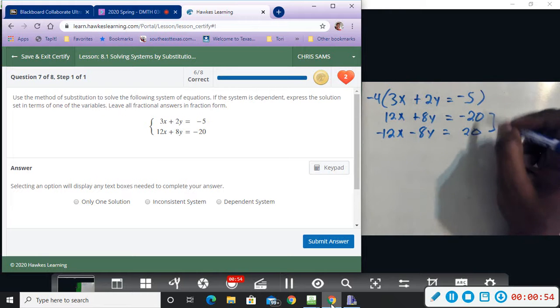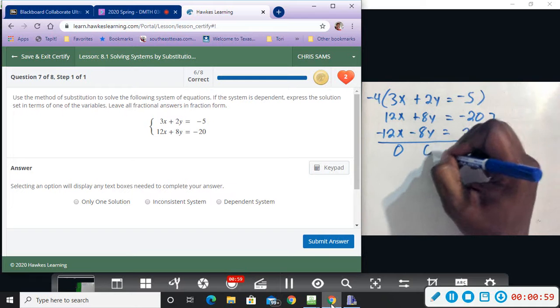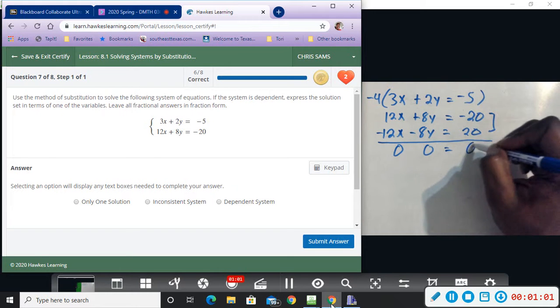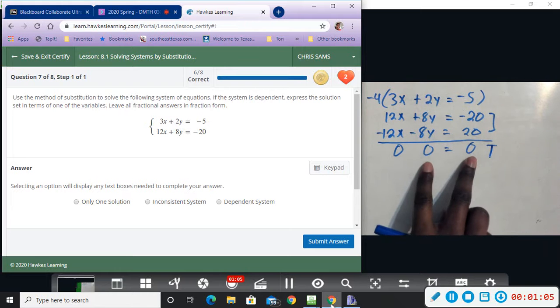So now I'm going to add these two equations up. Get 0, 0, and 0. So this time we get something that's true. 0 is equal to 0. So that means infinite solutions, or it's dependent. And they may want you to write what you need to plug in.